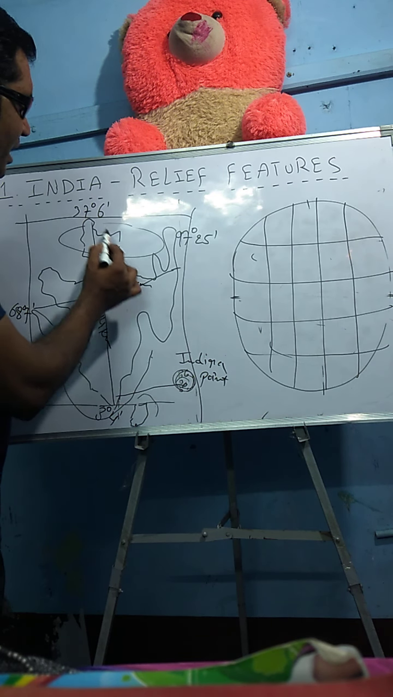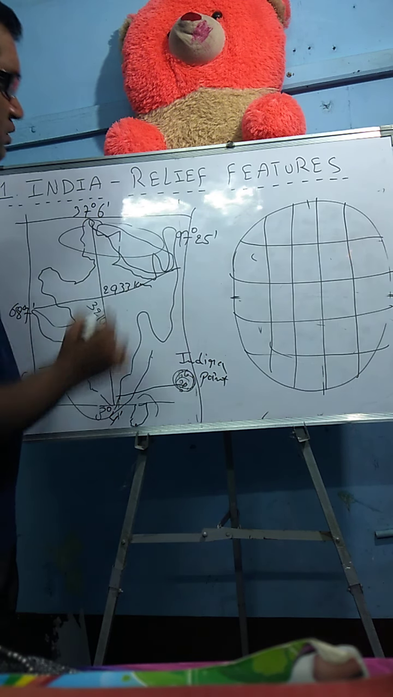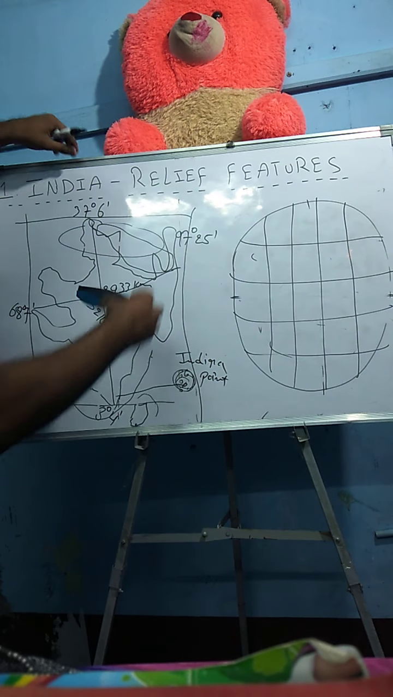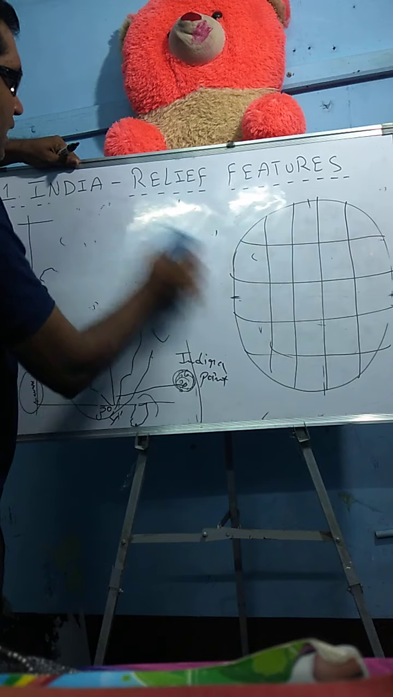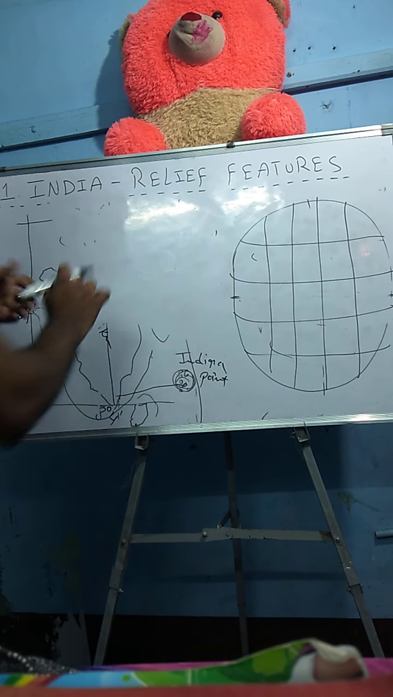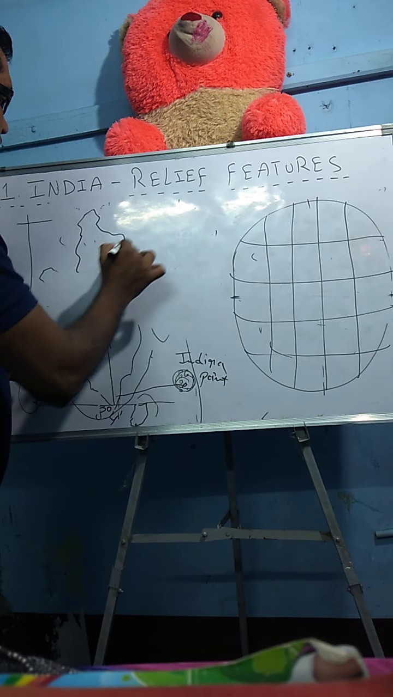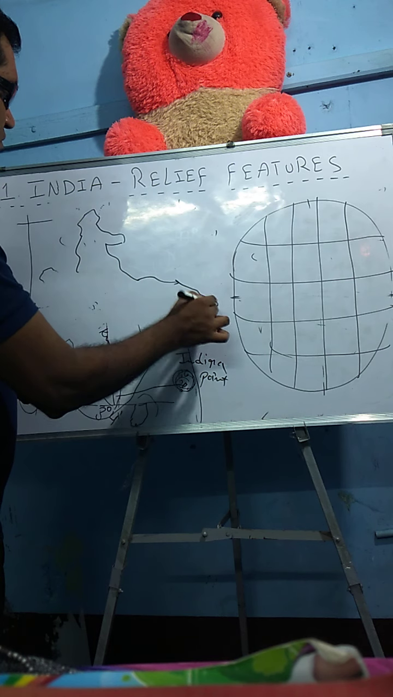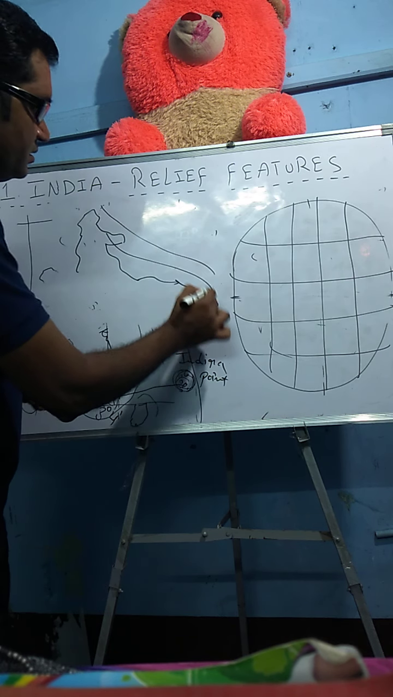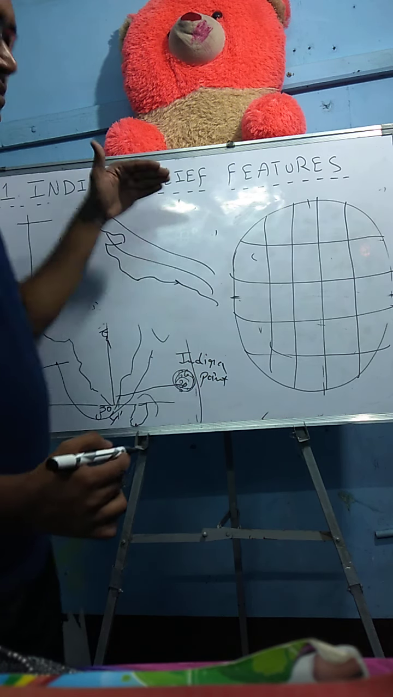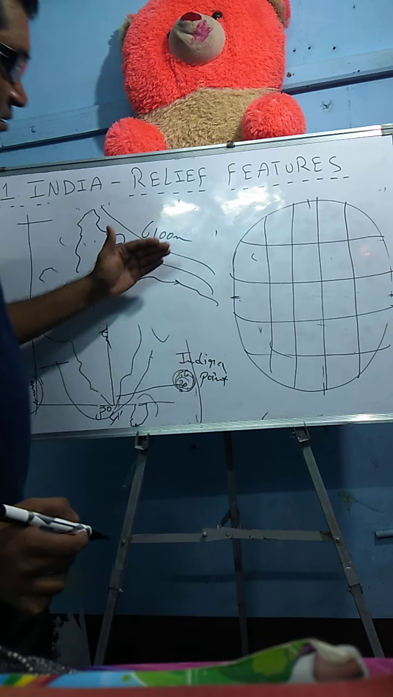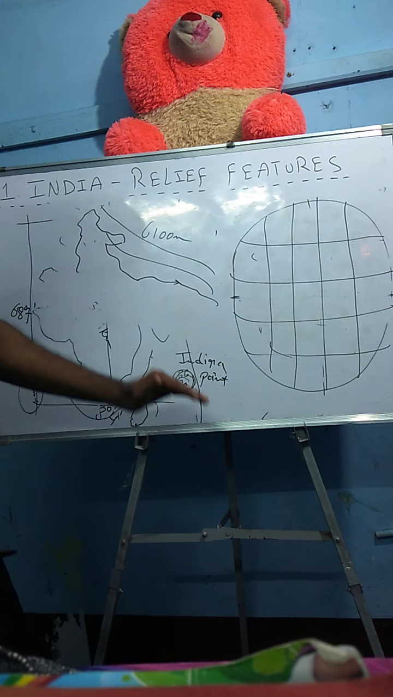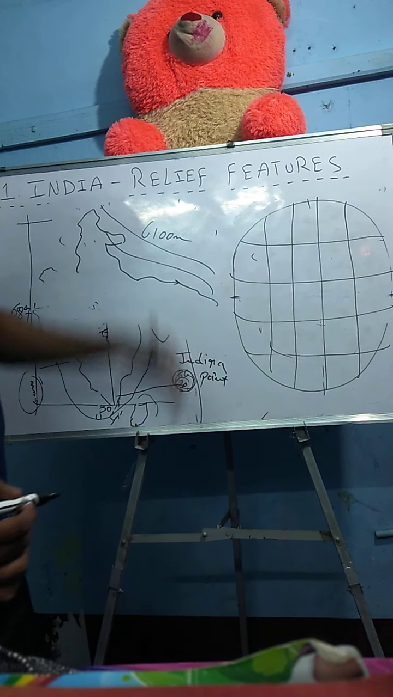Next, the Himalayas. On the north side we have the Himalayas. This part is the Himalayas, with a height of 6,100 meters above sea level. So much height is there.